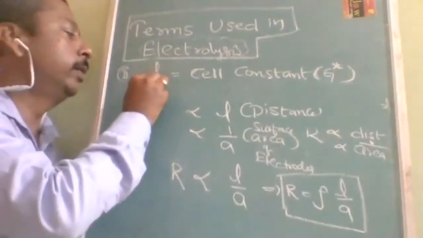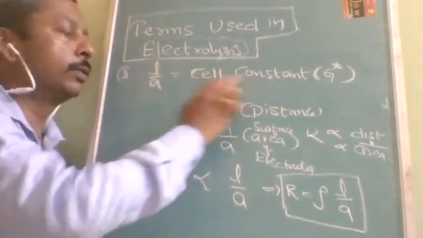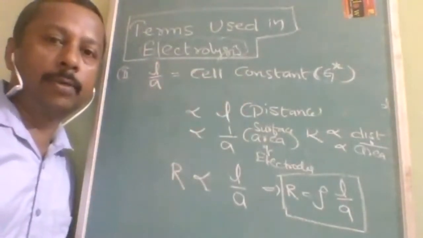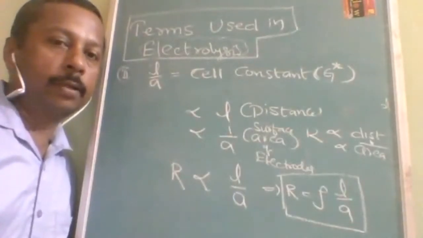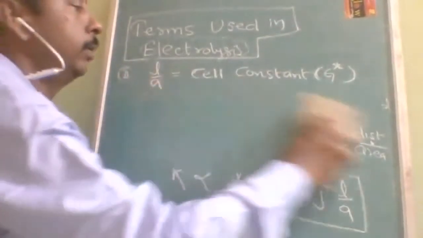That's why for a given electrolytic cell, these values are constant. That's why it is called the cell constant. Cell constant is L by A. And what can be the units?